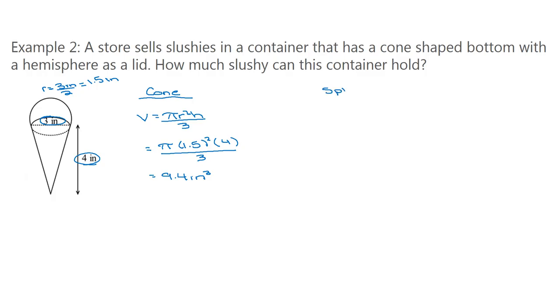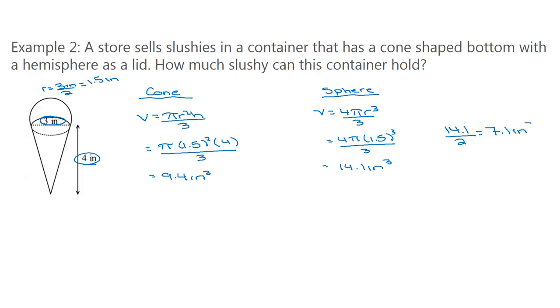Now I'm going to find the volume or the capacity of the sphere. Then after I figure out the sphere, I'll divide it by 2 to figure out the hemisphere. So now for a sphere, we have 4 pi r cubed divided by 3. So I'll replace r with 1.5. And on the calculator, I get 14.1 cubic inches. So now I'll divide that by 2. And doing that gives me 7.1 by the time I round.